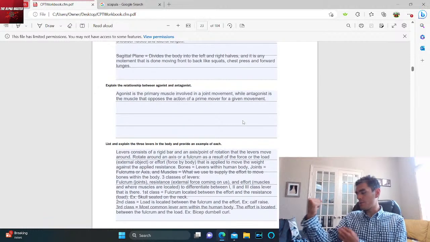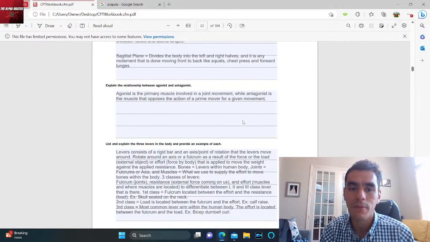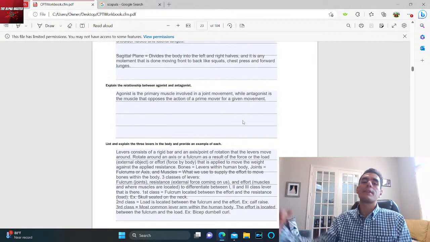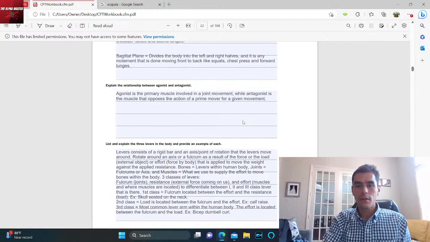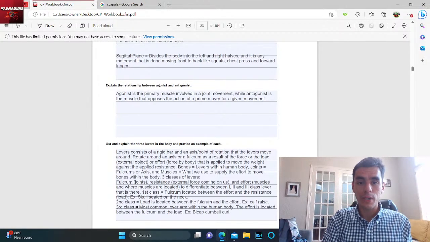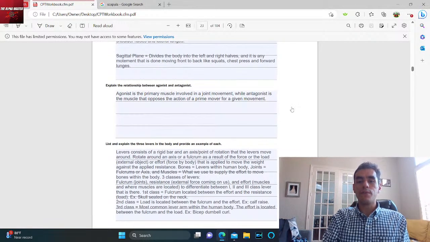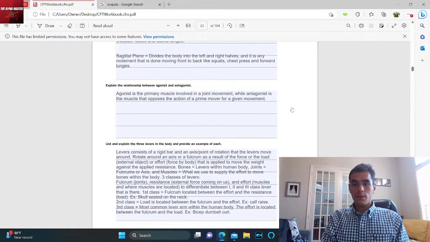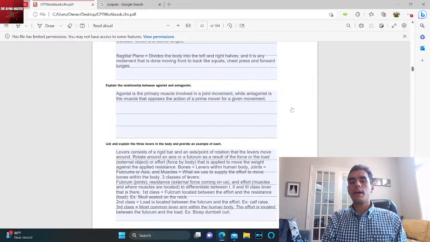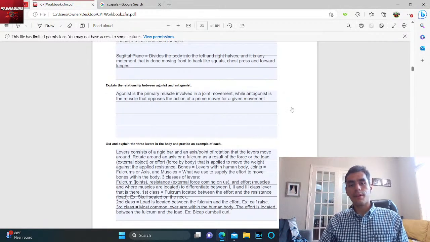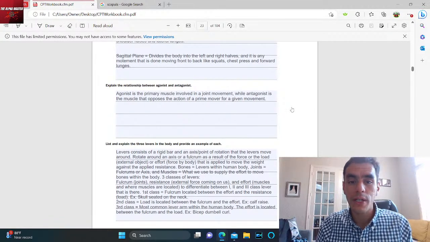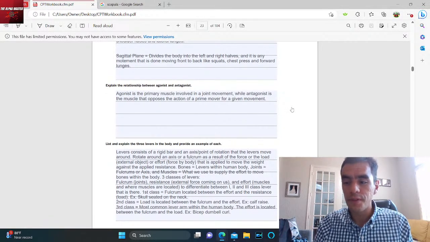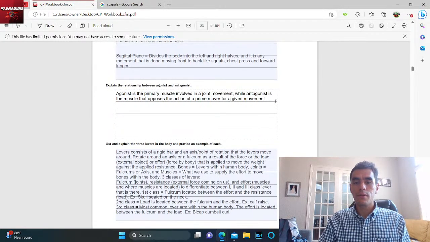Like in the bicep curl, the biceps brachii is going to be the primary muscle involved in the joint movement, while the antagonist is the muscle that opposes the action of the prime mover for a given movement. In this case, it's going to be the triceps. So the agonist is the primary muscle involved in the joint movement, while the antagonist is the muscle that opposes the action of a prime mover for a given movement.